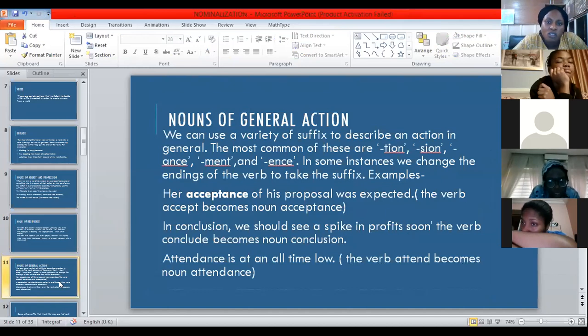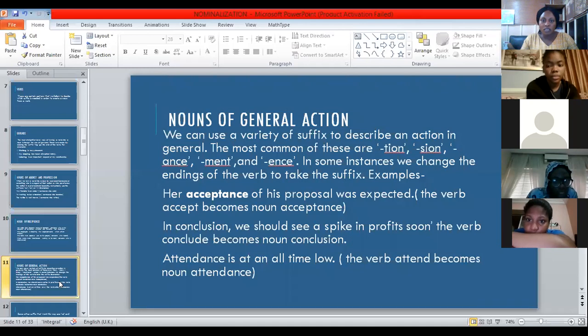Now let's move forward. Nouns of general action. Note: we'll soon do an activity. Let's continue. We can use a variety of suffixes to describe an action in general. The most common of these are -tion, -sion, -ance, -ment, and -ence. In these instances, we change the endings of the verb to take the suffix. Now we're talking about general action. Depending on how they end, look at the suffix that we can now add.